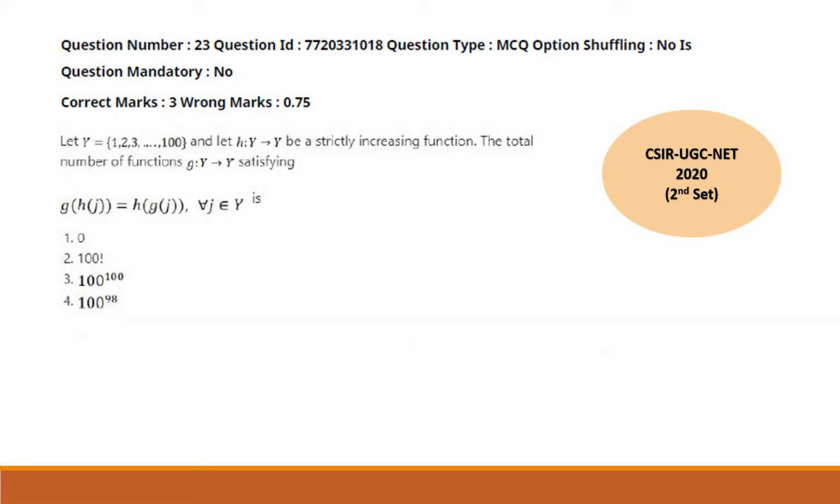Our first problem here: let Y be a set and let h: Y to Y be a strictly increasing function. The total number of functions g: Y to Y satisfying the following condition. So you need to find the number of such functions g. There are 4 options. So let us discuss the solution.